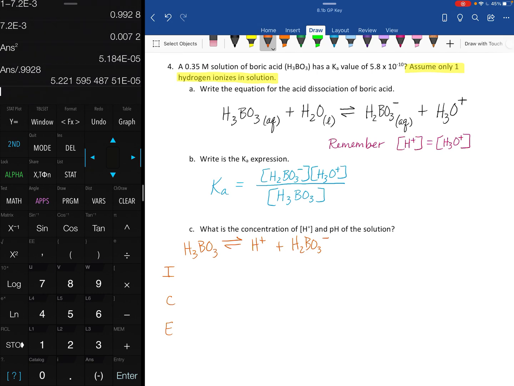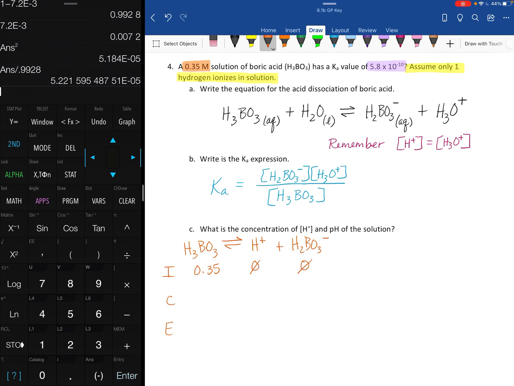Okay, so what we want to know is what is our hydrogen ion concentration and pH. We have to go back up to the top to grab some numbers. We need to know that this was a 0.35 molar solution, and we need to know the Ka value. So we're going to bring both of those values down. The first one is we're going to start with a 0.35 molar solution. And we know we don't have any of these to begin with.